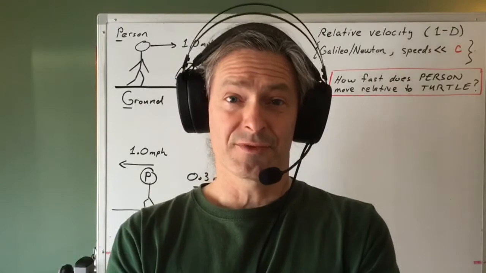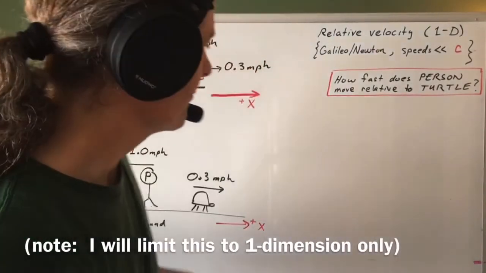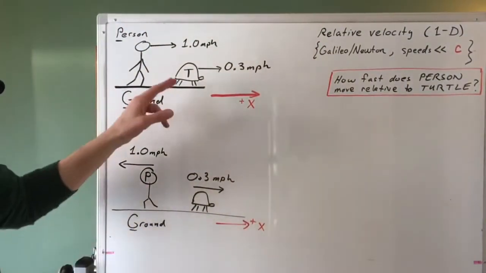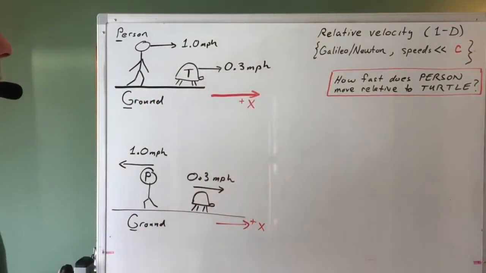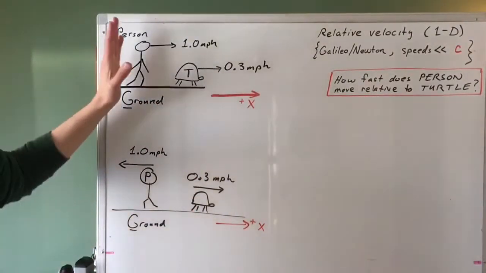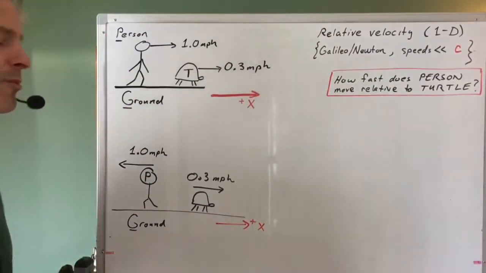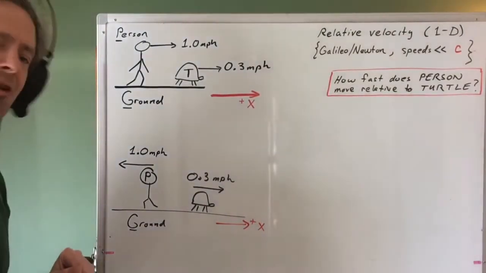Hi everybody, in this video I want to introduce the topic of relative velocity. Relative velocity aims to answer the following type of question. Imagine we have a turtle moving to the right relative to the ground with a speed of 0.3 miles per hour. Imagine we have a person moving to the right relative to the ground with a speed of 1 mile per hour. The question is, how fast is the person gaining on the turtle?